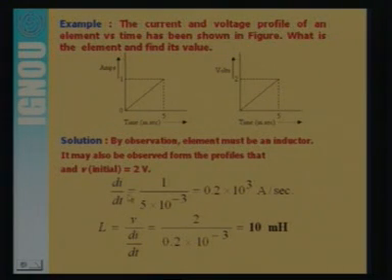So the change in current with time, di by dt, can be given as 1 upon 5 multiplied by 10 to the power minus 3. You will get 0.2 into 10 to the power 3 ampere per second. Just use the relationship V is equal to L di by dt. So L is equal to V upon di by dt. Put the value, you will get the value of the inductance. So here this is 10 millihenry.